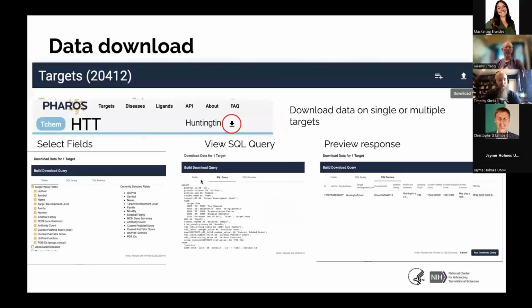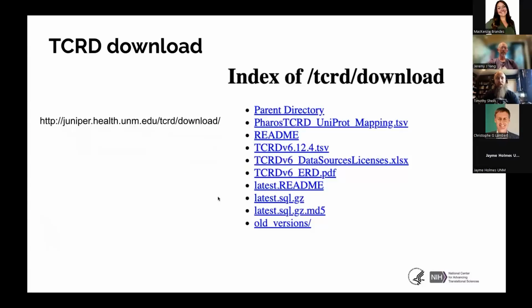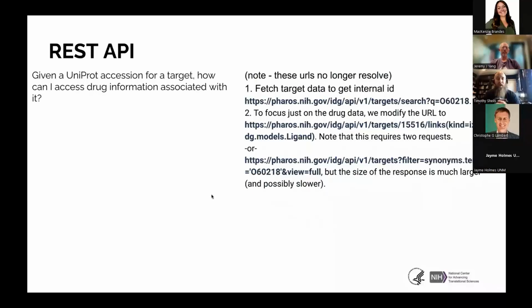And then these SQL queries come in handy because then it gives you a starting point as well. In addition to just the raw database, we moved from a traditional REST API where you would get different levels of information as you progress. So to get programmatically, for a UniProt ID of a target, how can you get drug information? First you would have to get the target data to get our ID for it.